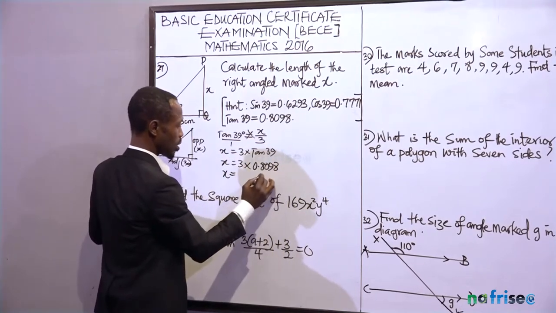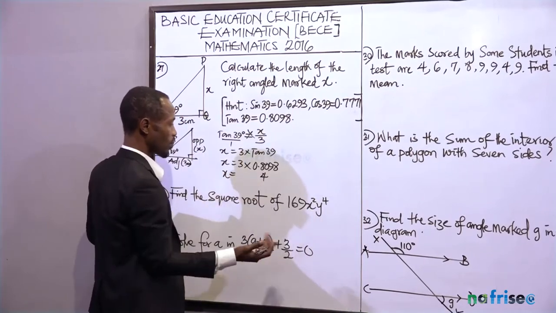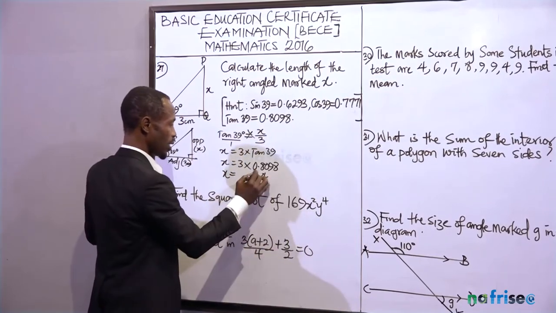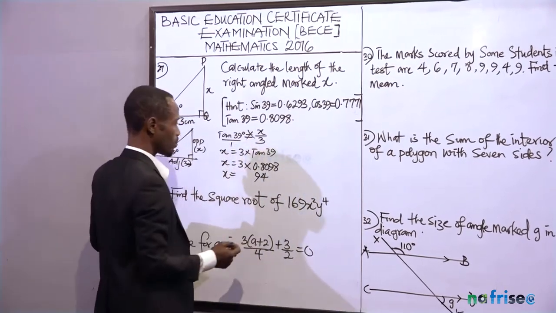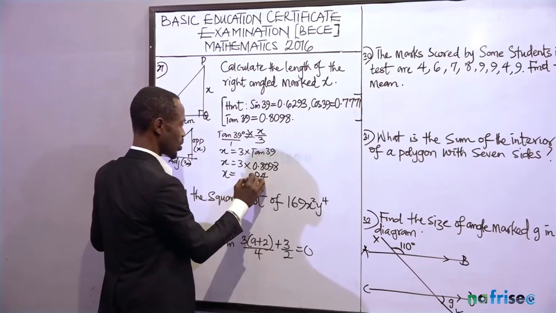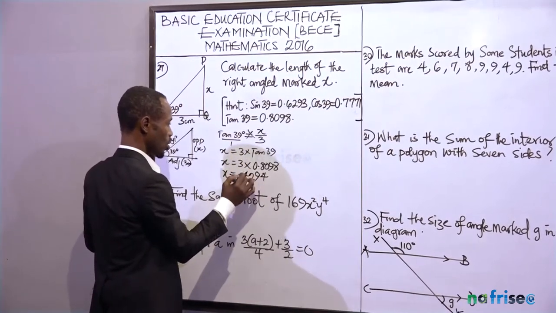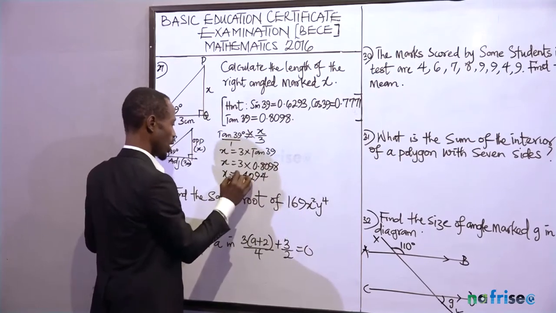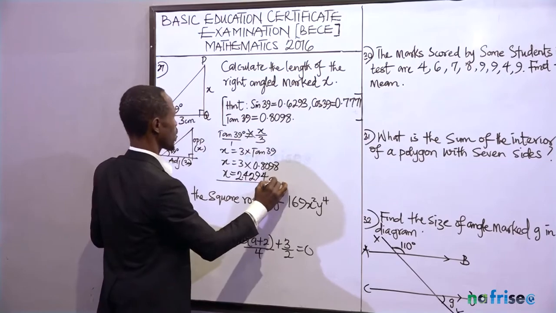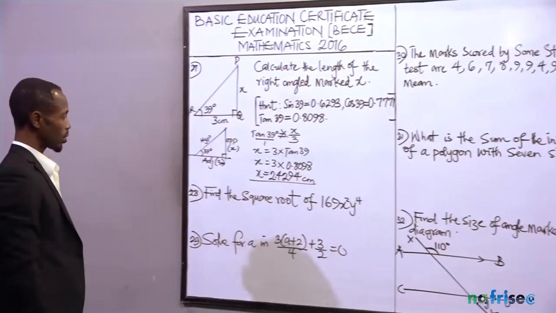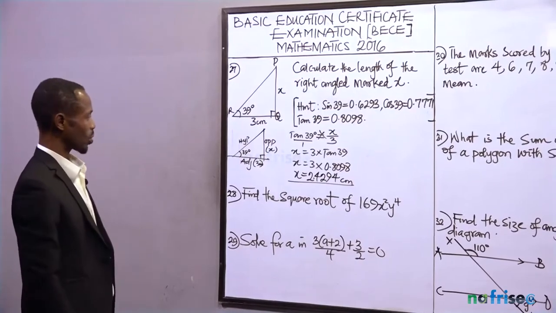3 times 8 is 24. You write that 4 carry 2. 3 times 9 is 27. Plus 2, 29. You write down 9 carry 2. 3 times 0 is 0. You write down the 2. 3 times 8 is 24. You write down 4 carry 2. 3 times 0 is 0, so you write that 2 here. So this gives us 2.4294 centimeter as your answer there. So if you approximate, you get the right answer from that particular spot.